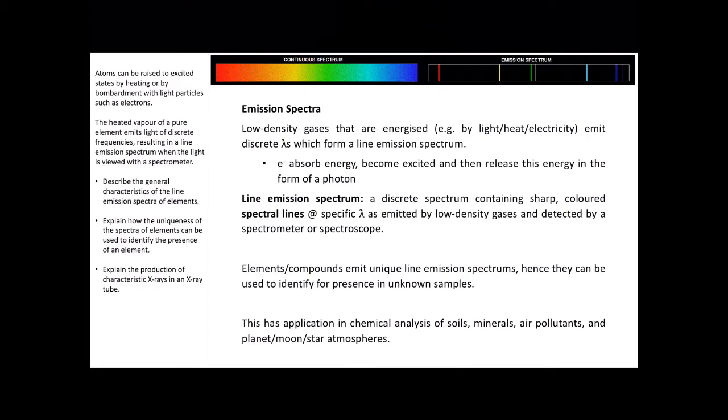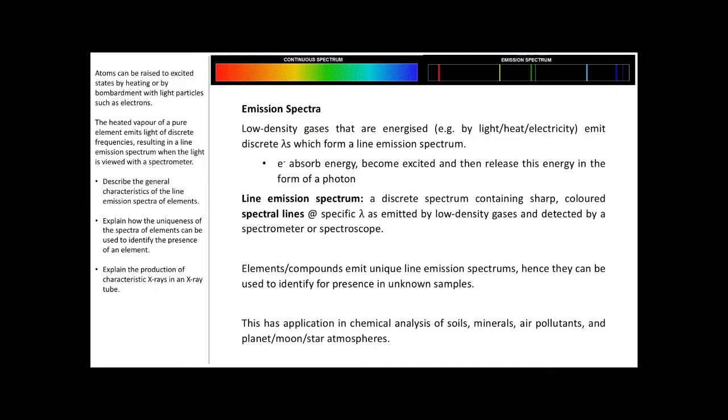So now we're going to look at emission spectra. So I'll just read the learning intention and success criteria. Atoms can be raised to excited states by heating or by bombardment with light particles such as electrons. The heated vapor of a pure element emits light of discrete frequencies, resulting in a line emission spectrum when the light is viewed with a spectrometer.